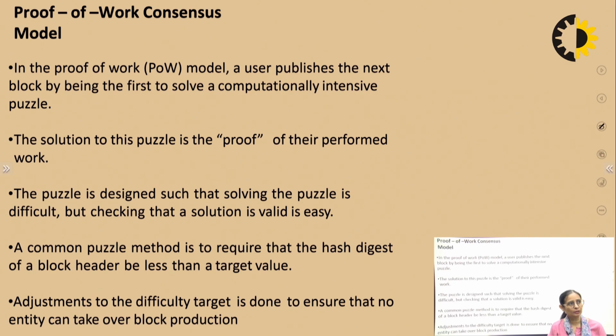Let's first have a look at what the proof of work consensus model is. In the case of PoW, the user publishes the next block by being the first to solve a computationally intensive puzzle. When a block is being generated, there is a puzzle. All the miners receive this block and try to solve that puzzle, and the miner who solves this puzzle first becomes the leader of this particular block, and this block is added to the DLT.